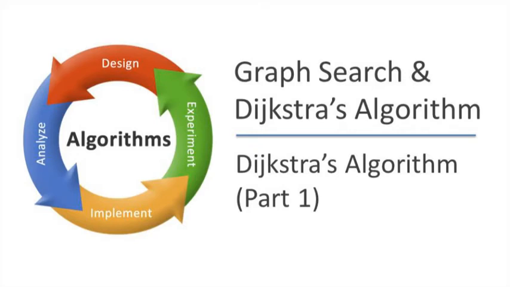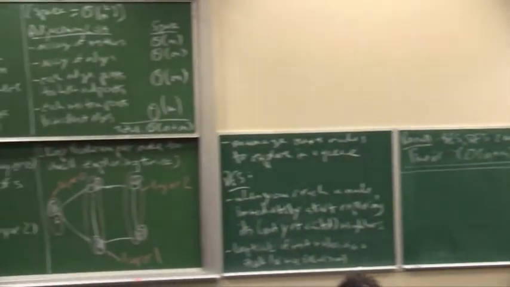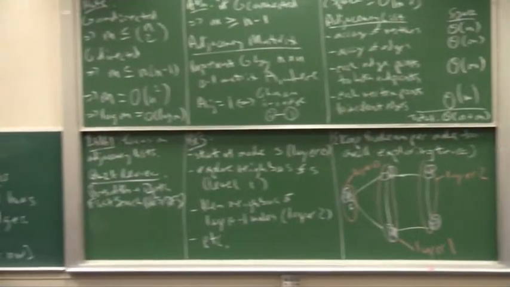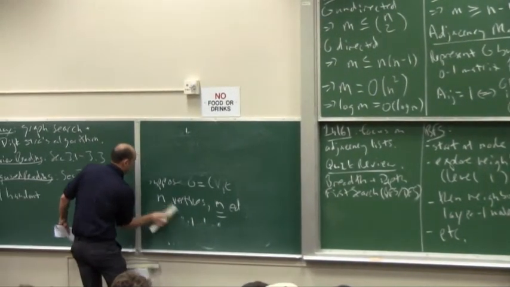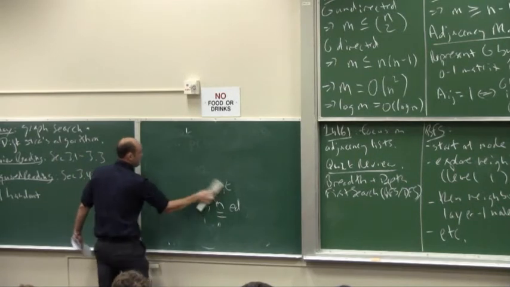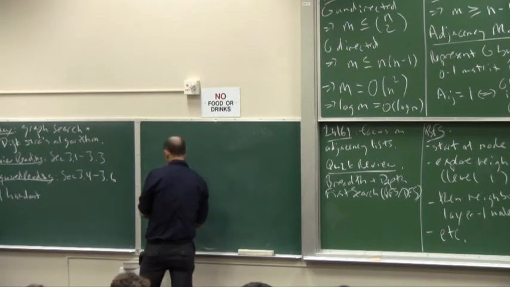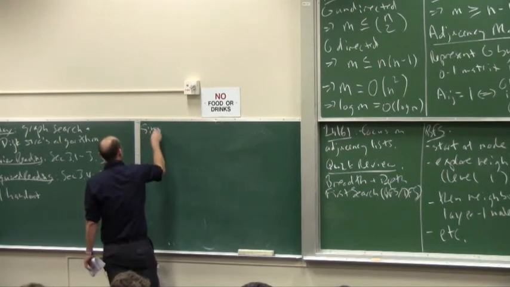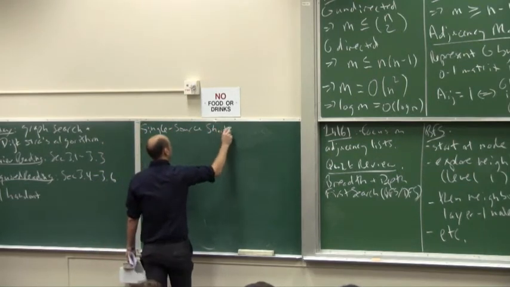Good. So what I want to do next is Dijkstra's algorithm. Breadth first search. This discussion leads naturally into talking about Dijkstra's algorithm. So Dijkstra's algorithm solves what is called the single source shortest path problem.